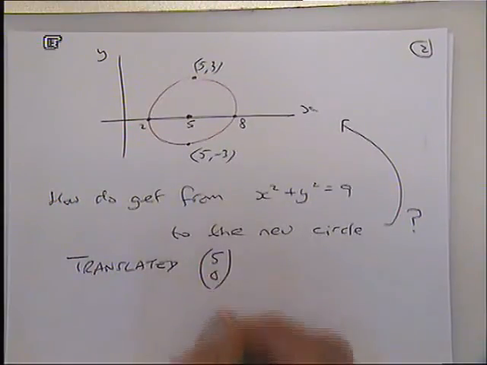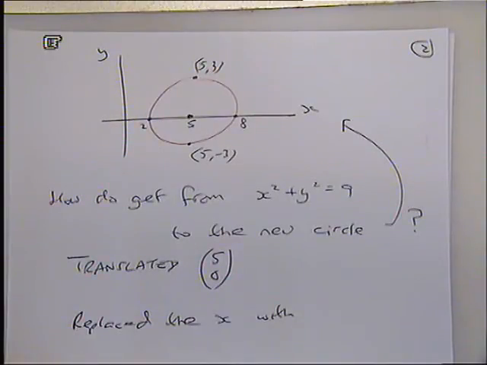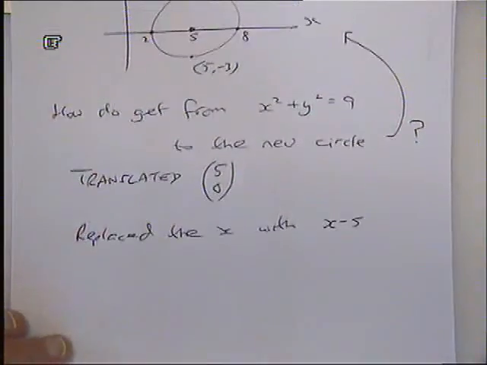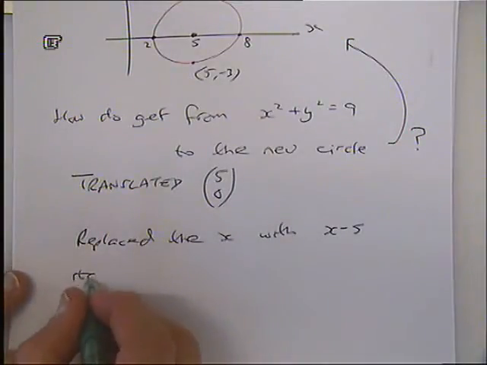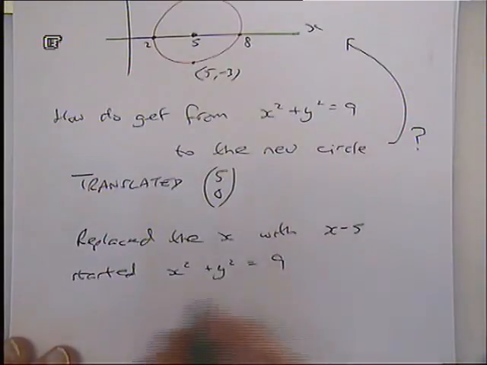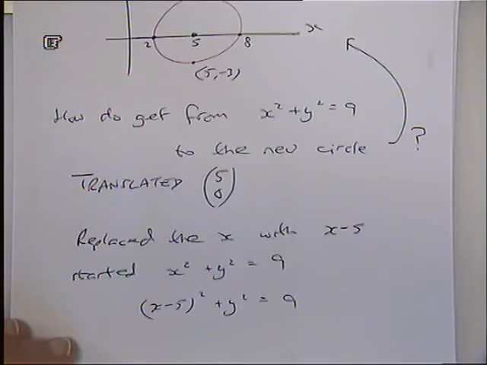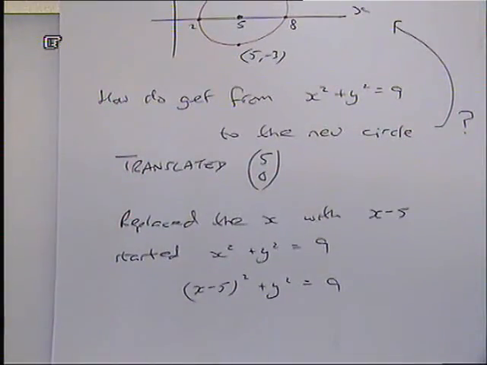5, 0. Yeah. Now, from what we were doing the other day, what did you do particularly to the x in a function if you wanted to translate it 5 right? You replaced the x with what to put it 5 right? Yeah, you replaced the x with x minus 5. That's what we did the other day for this. So because a minute ago we started with x squared plus y squared equals 9, if I replace my x with x minus 5, that gets squared plus y squared equals 9. So that is the equation of the circle that's at the top of the board at the moment. That is the same one, but it's been shifted right 5 units.